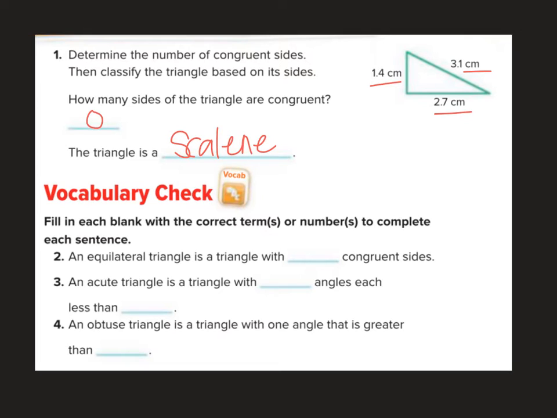Vocabulary check. Fill in each blank with the correct terms or numbers to complete each sentence. An equilateral triangle is a triangle with 3 congruent sides. And an acute triangle is a triangle with 3 angles, each less than 90 degrees. An obtuse triangle is a triangle with 1 angle that is greater than 90 degrees.